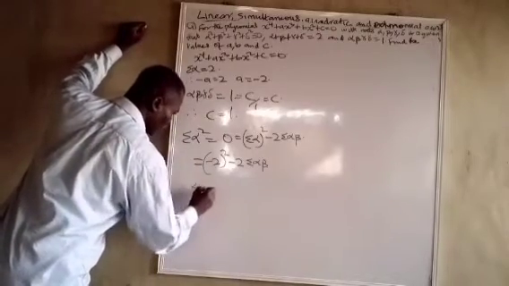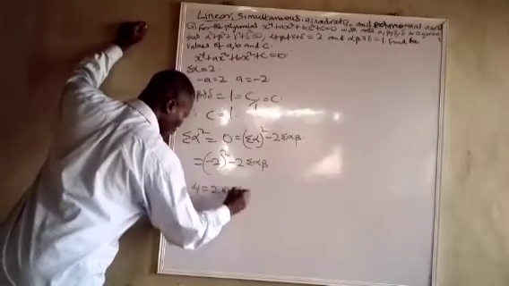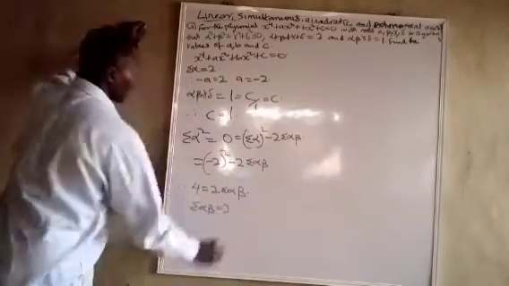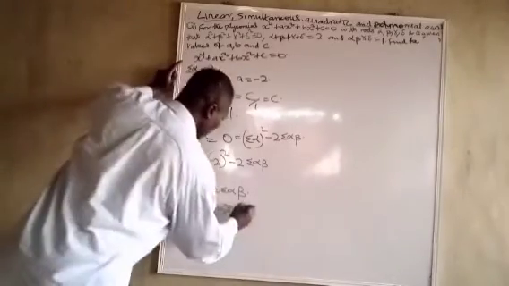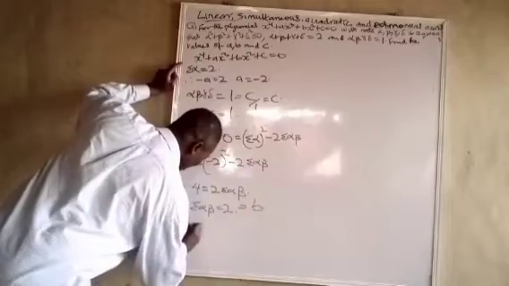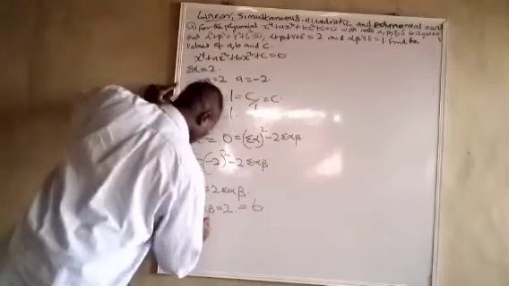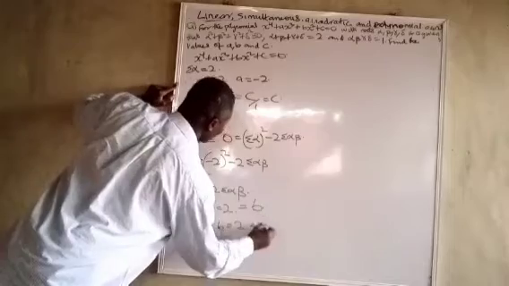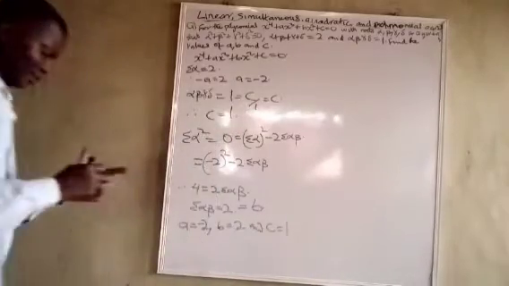Therefore, 4 equals 2 summation alpha beta. So summation alpha beta is equal to 2. And from this place, we can see that this is equal to b. So a is minus 2, b is 2, and c is 1.